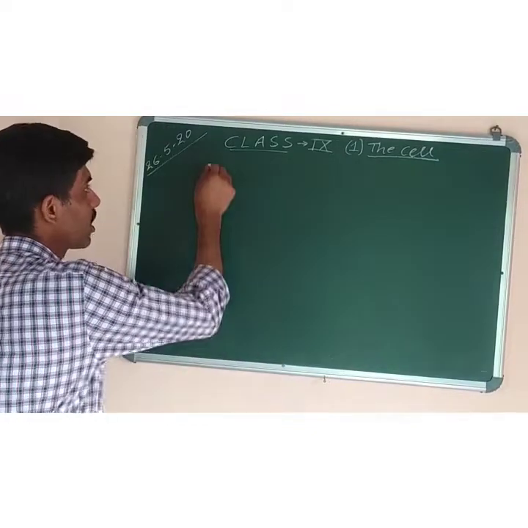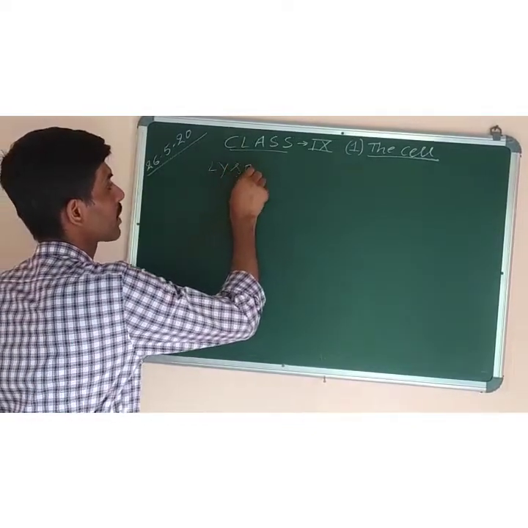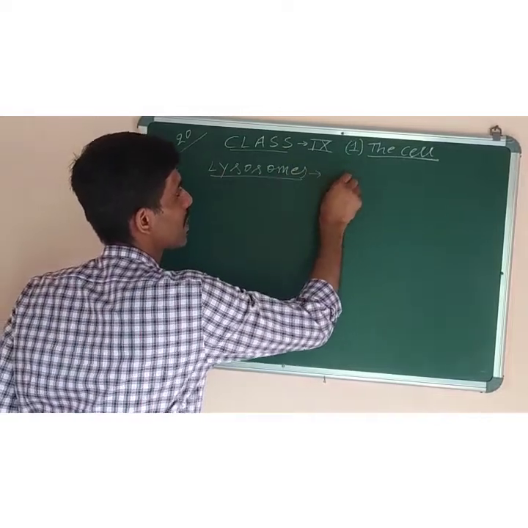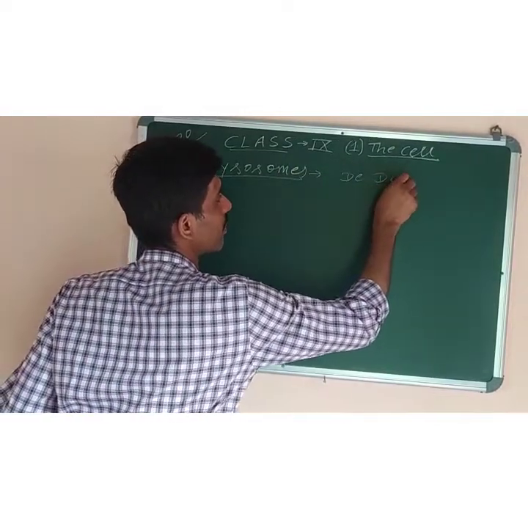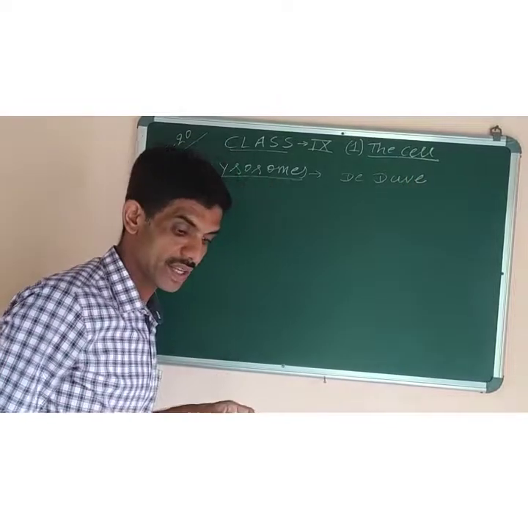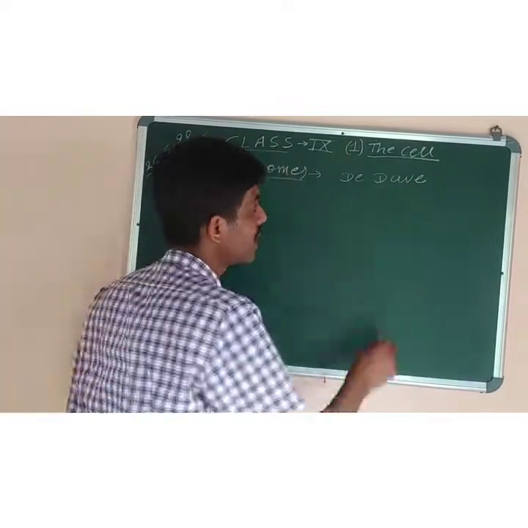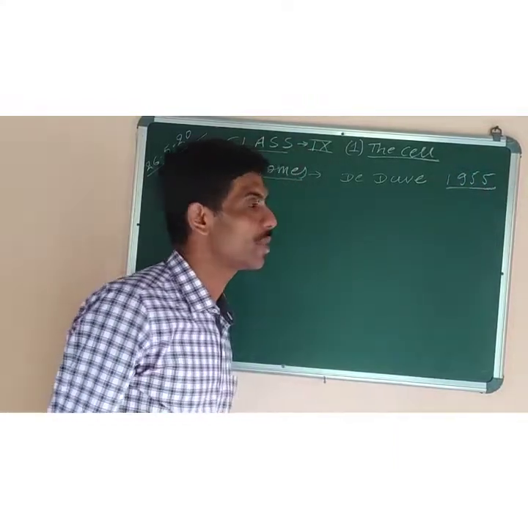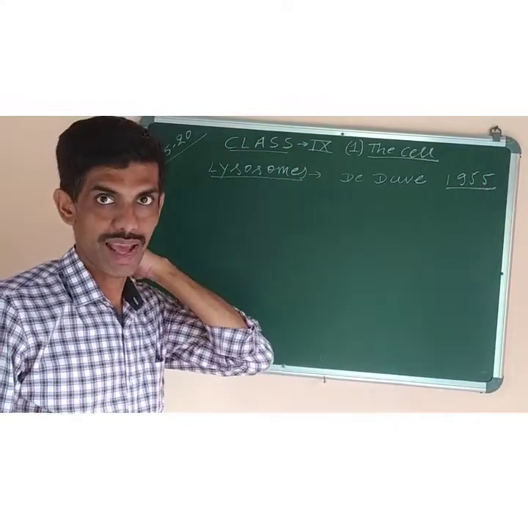Okay, so the next cell organelle is lysosomes. Lysosomes were discovered by D. Duke, the name of the scientist, Christian D. Duke, in 1955, the year I have to mark. D. Duke in 1955 discovered lysosomes.